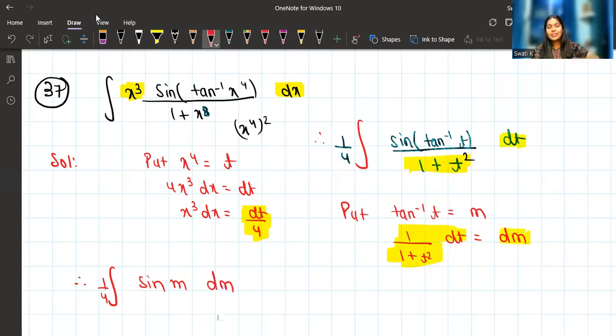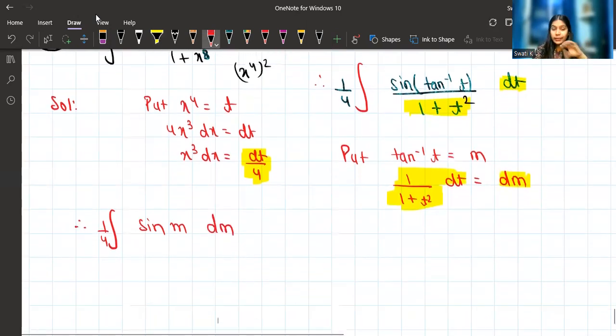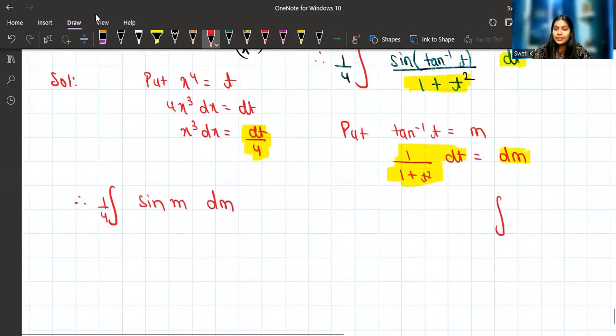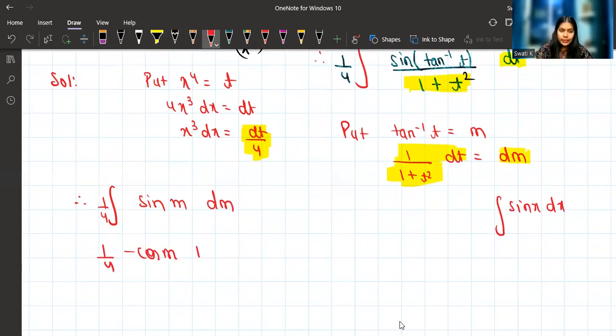It's that simple. So maybe you are looking at m, so you are getting confused, but it is same as integration of sin x dx, right? So if you know what is integration of sin x dx, you can simply find out integration of sin m dm as well. So integration of sin x is minus cos x, so this will become 1 upon 4, and this will become minus cos m, right, plus c. So it is nothing but minus cos m. M is nothing but tan inverse t from here. So this will become cos of tan inverse t, and then of course upon 4 plus c.